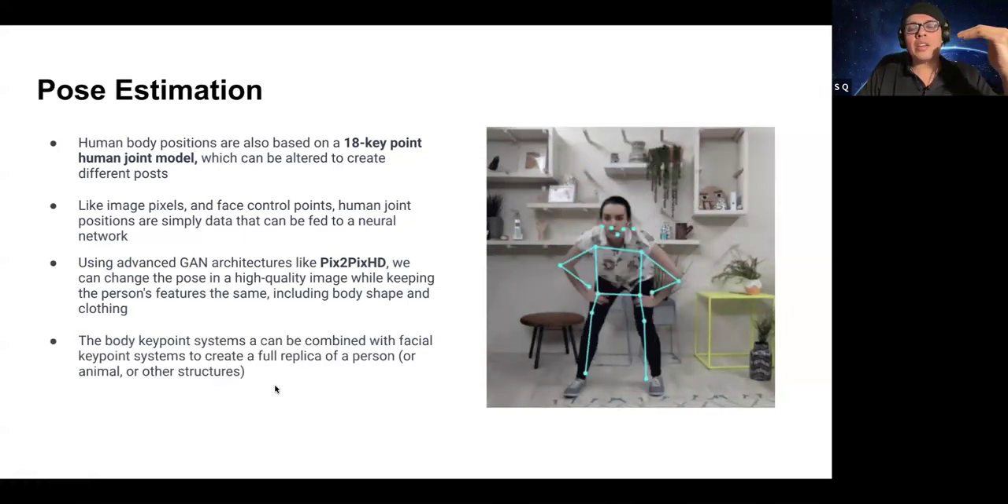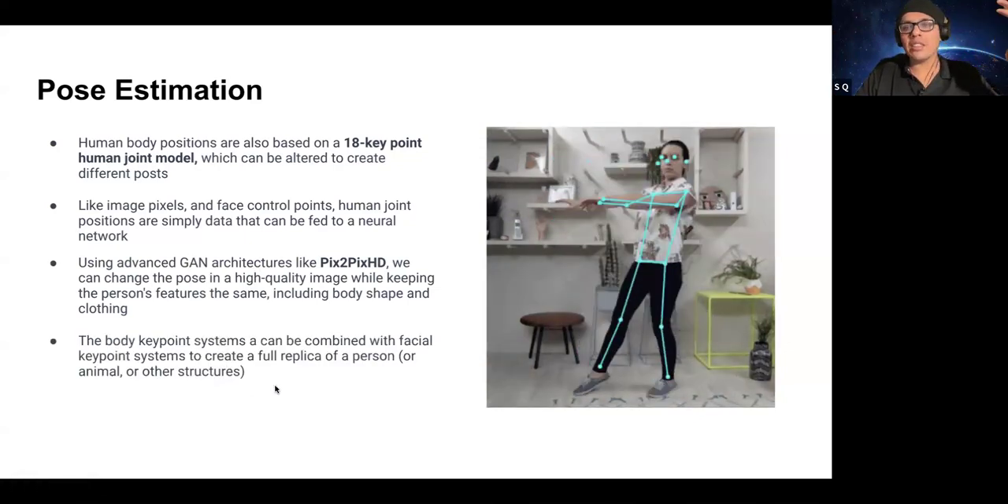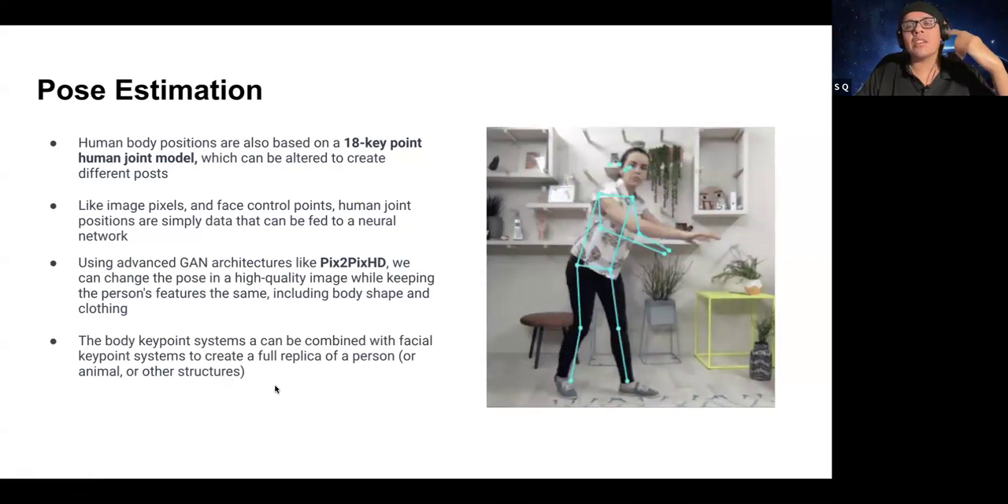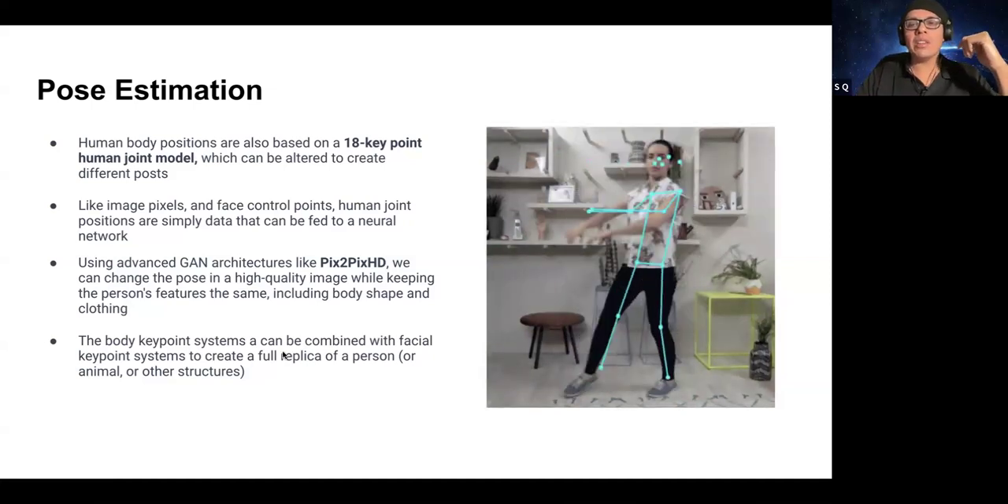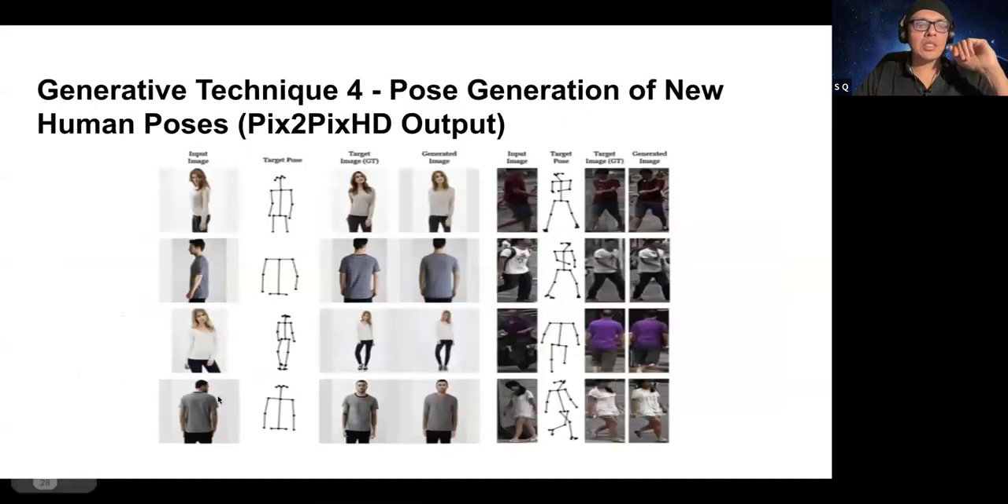Again, you can combine this with facial key point systems. That's essentially what we're doing with the StyleGAN architecture as a baseline. We're combining it with face and body, and we can create a whole different pose. And this is just several poses of people here, and these are their pose skeletons using Pix2Pix HD. These fake poses of people that never existed now exist.